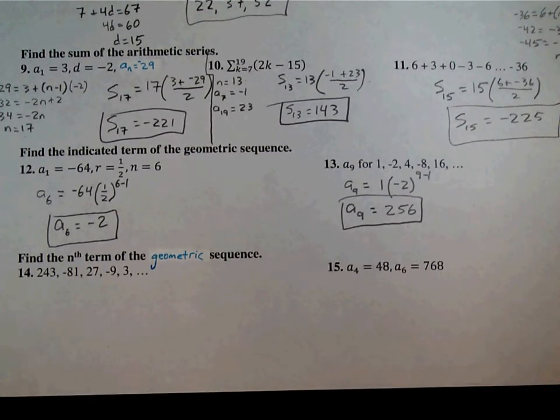Instructions on number 14 and 15 were incorrect. I said arithmetic. It should have read geometric. We have switched gears to geometric.